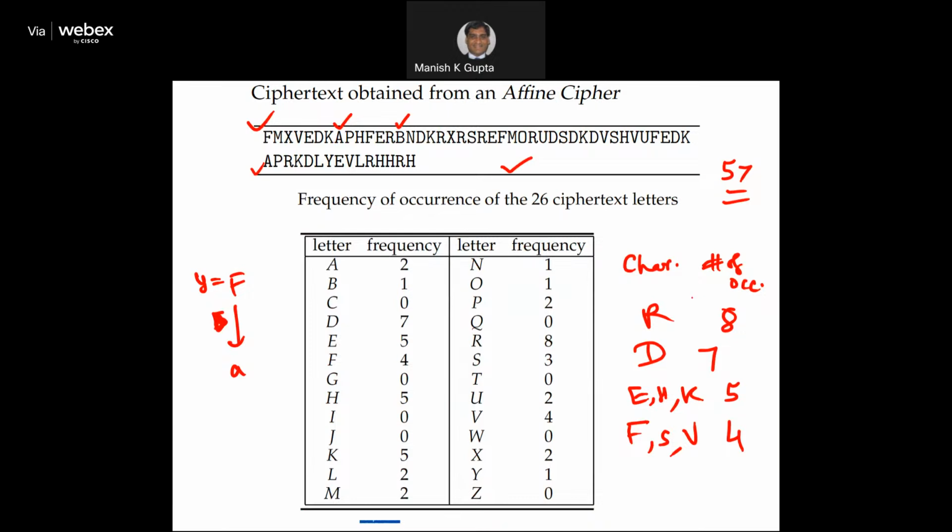Any question about this? How do we break, any question? How to do the cryptanalysis of affine cipher? Clear? Yes.